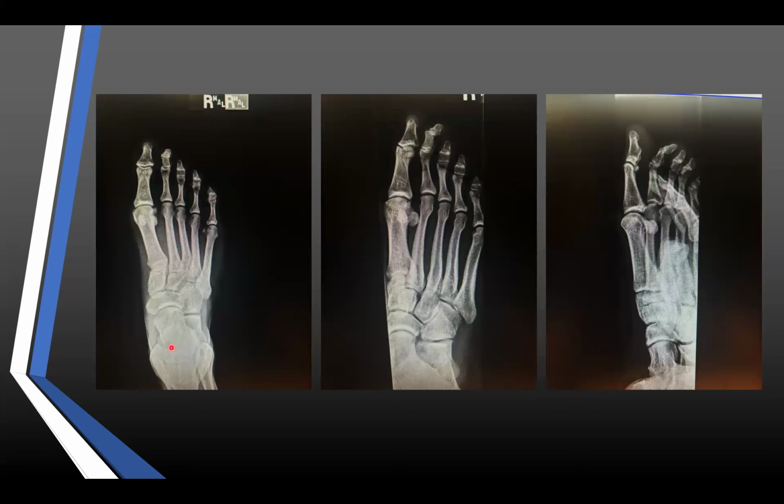So, poll now: is there anyone who would elect to do anything more substantial for this patient, or would you continue the course of activity modification and see how he does?